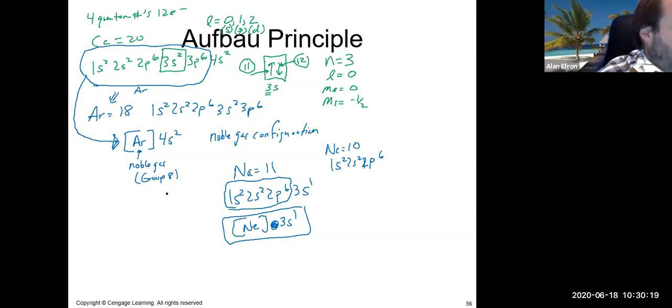So why don't you try one just to make sure? Why don't you do aluminum, which is 13. Write the noble gas configuration, and also do the regular electron configuration for it as well, just to make sure.